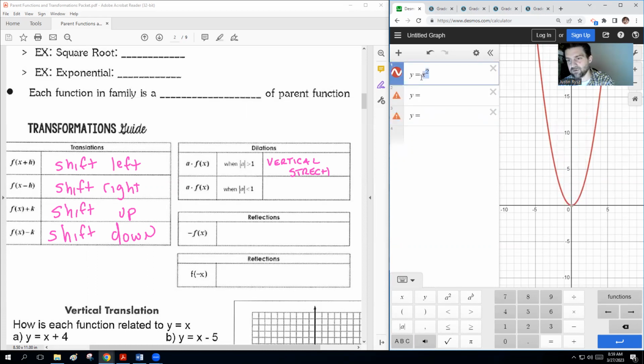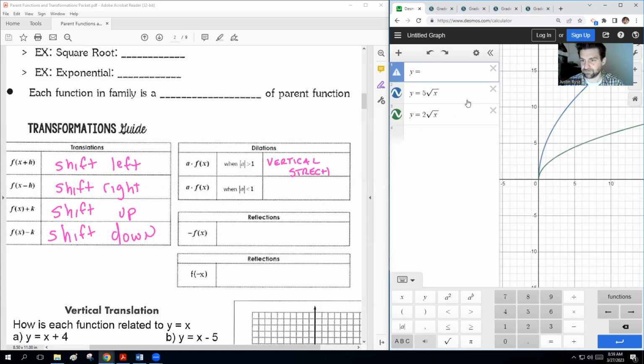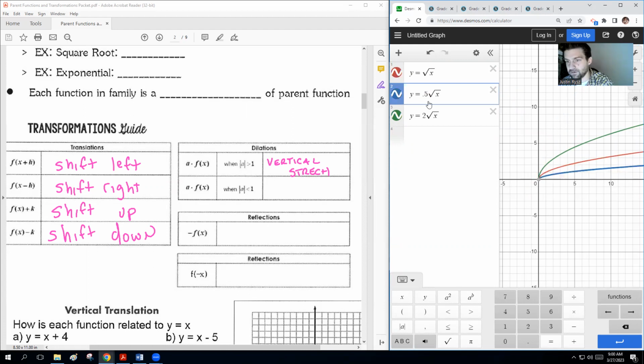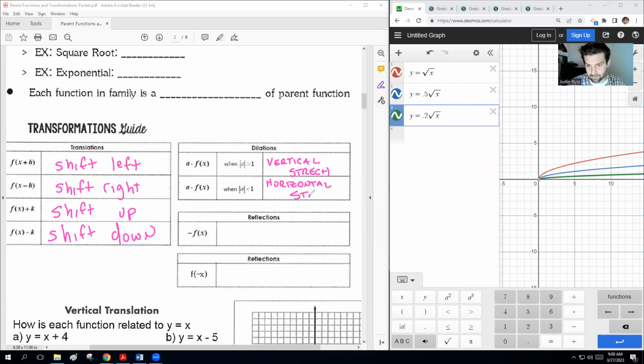Okay, let's go back to square root. All right, what if we have a number less than 1? We're still going to keep them positive, but let's do decimals here. So what if I did 0.5 and 0.2? You can see that does a horizontal stretch.